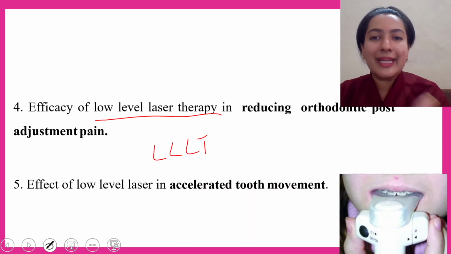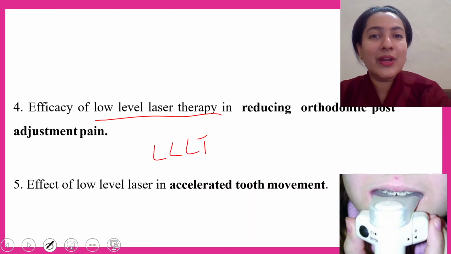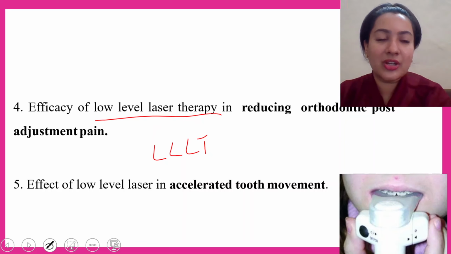Okay, if I start going in depth of each and everything, it will take a very long time and it's not really required at this particular level of entrance examination. So we'll be covering everything in a superficial manner.